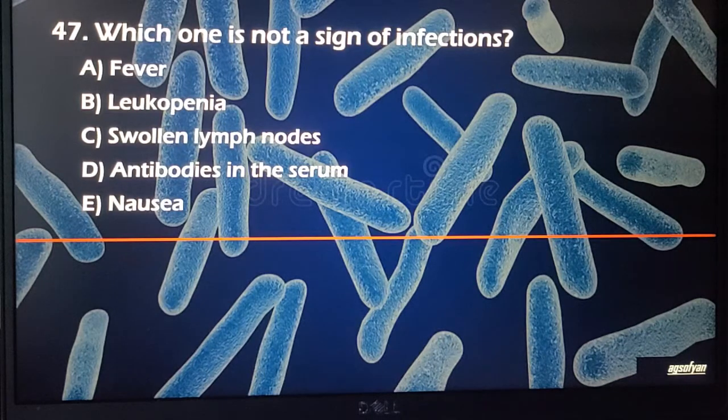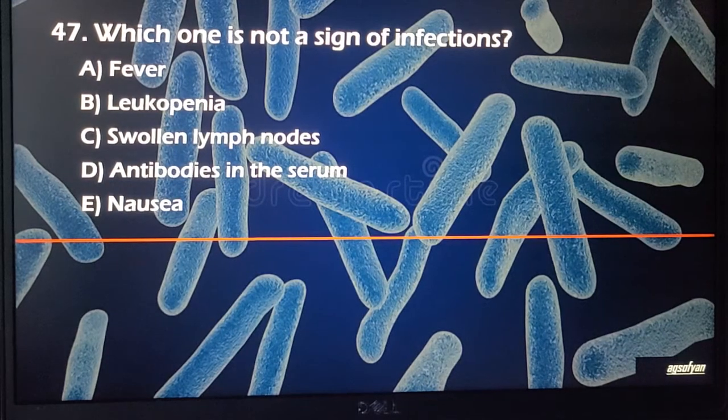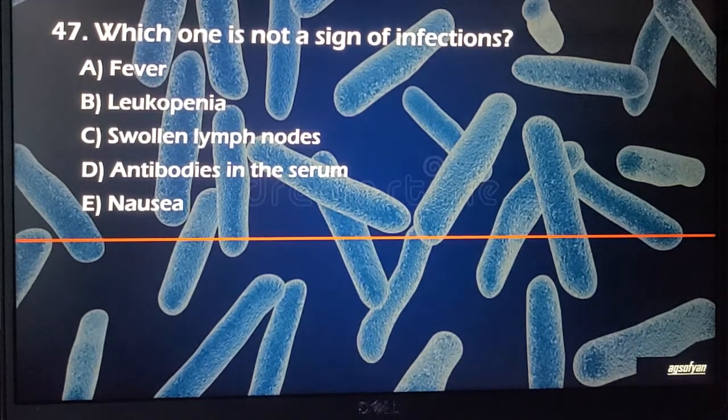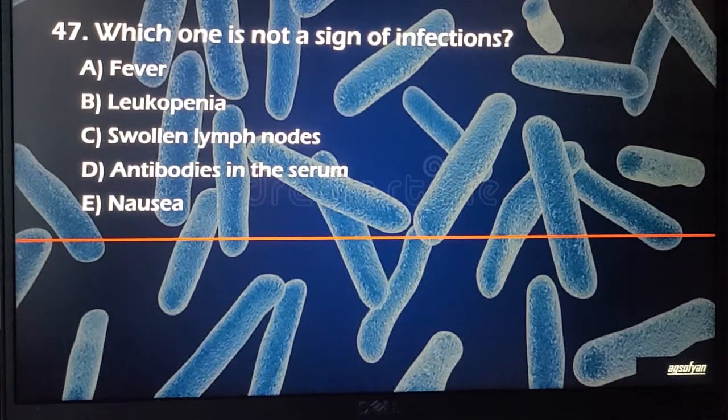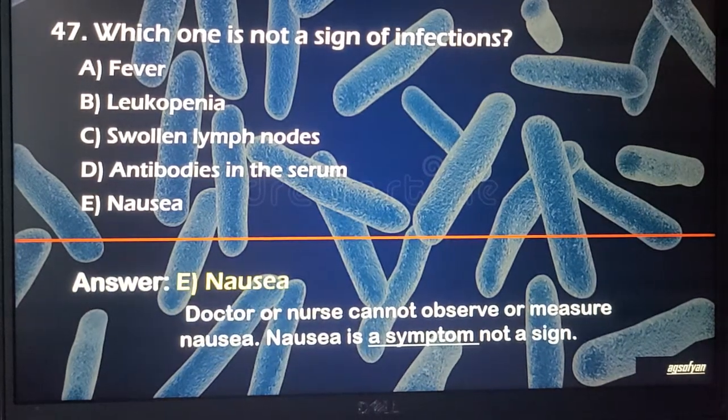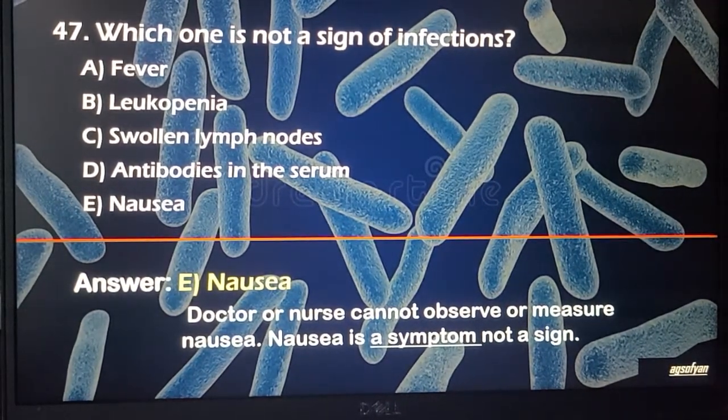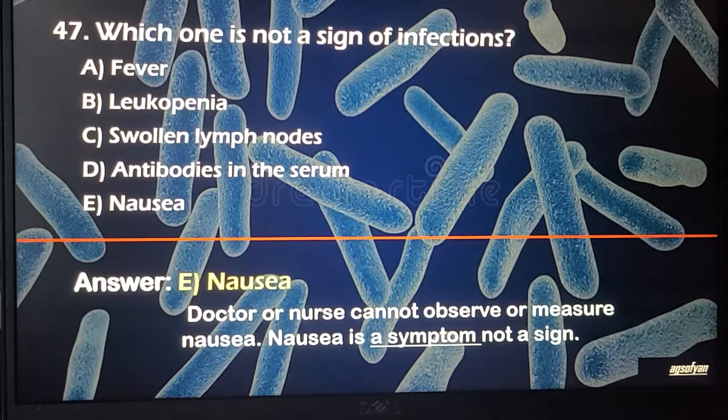Number 47. Which one is not sign of infection? A. Fever, B. Leukopenia, C. Swollen lymph nodes, D. Antibodies in the serum, or E. Nausea. Choose your answer. Yes, the answer should be nausea. Remember, you have to know the difference between sign and symptom. So sign is any condition that you can measure, you can observe. Like fever, for example, you can measure it.